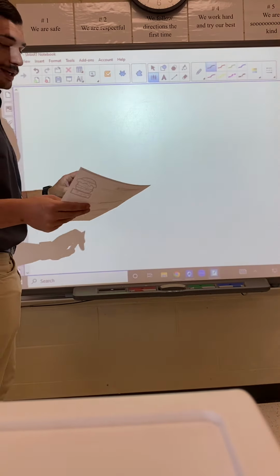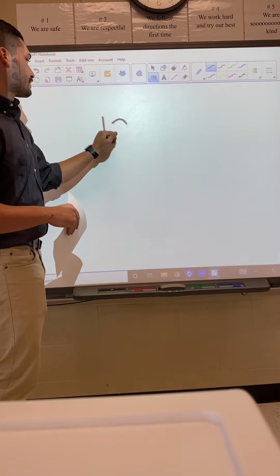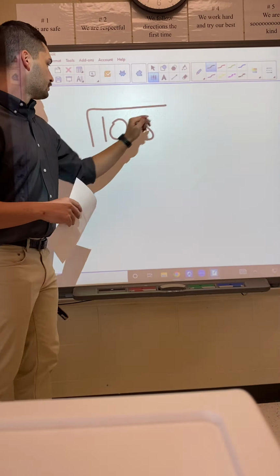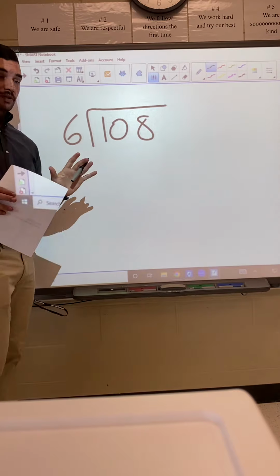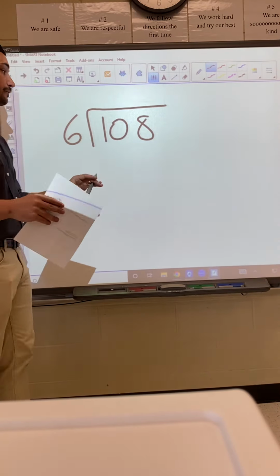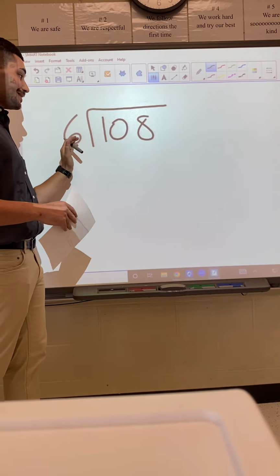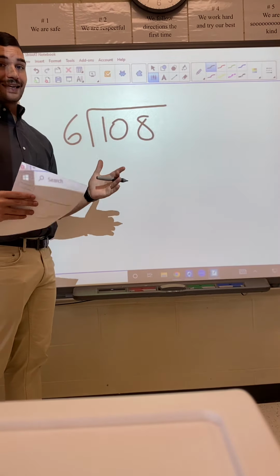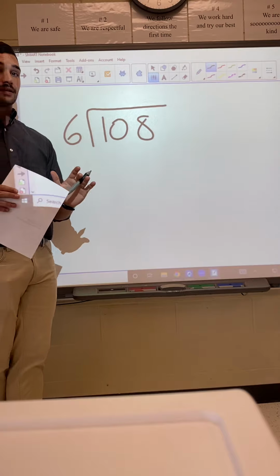First question we're going to take a look at is 108 divided by 6. So the first thing we're thinking is, can 6 fit inside of 1? And it cannot. It's not big enough. So now we're looking at this chunk. Can 6 fit inside of 10? And it can. So how many times can 6 fit inside of 10?